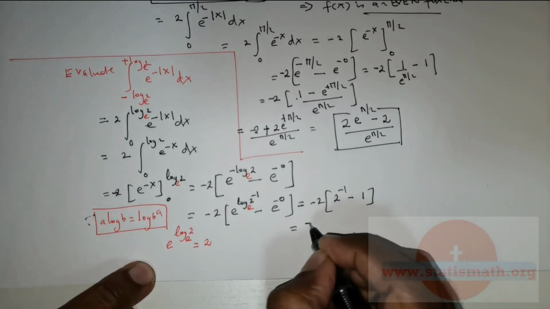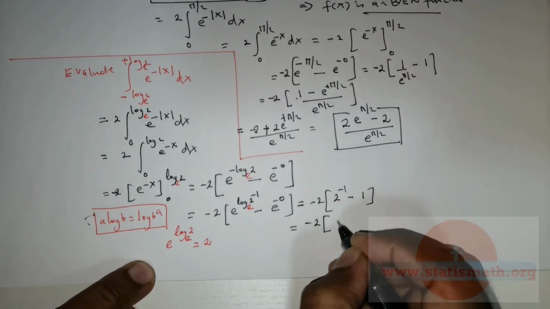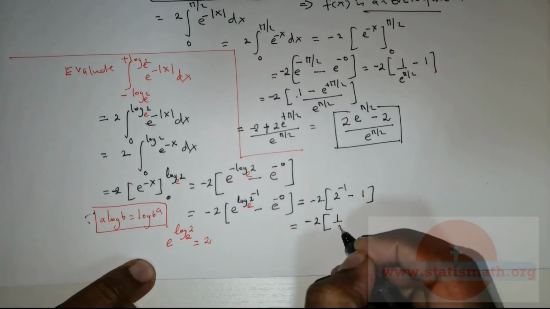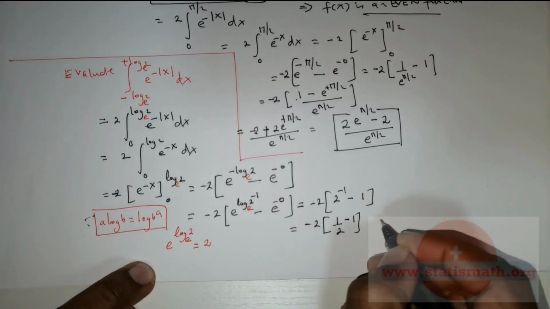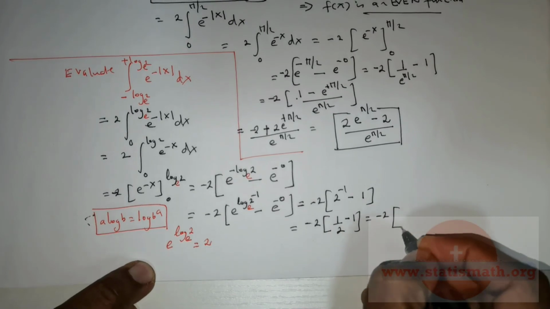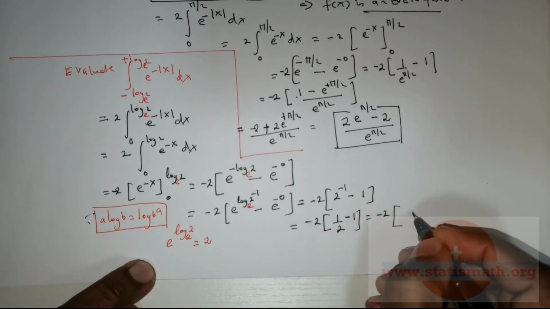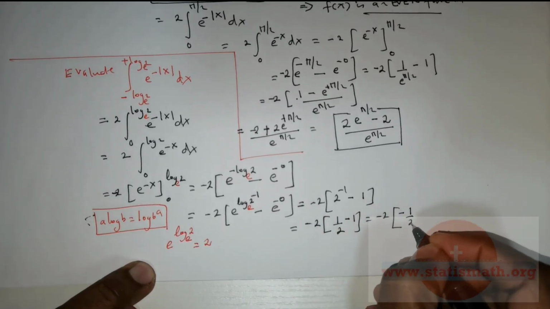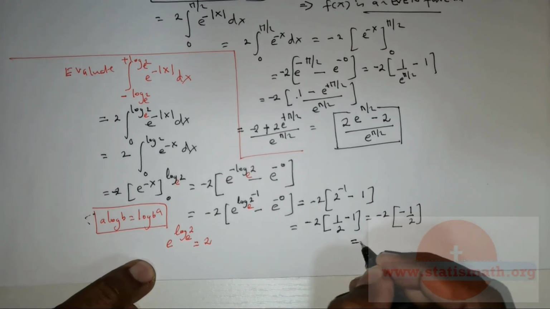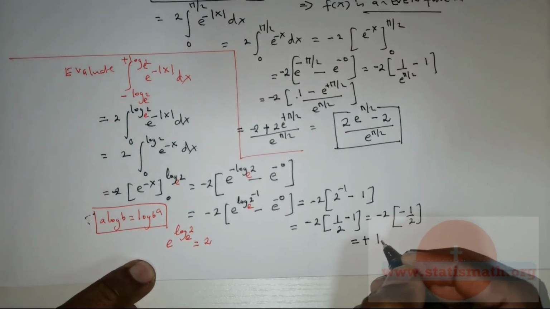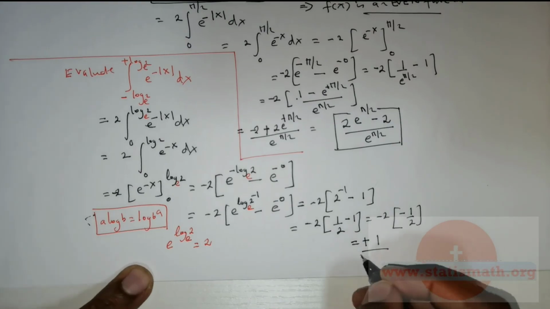This can be further rewritten as negative 2 times, 2 raised to the power negative 1 being 1 over 2, minus 1, which is negative 2 times negative half. Negative 2 times negative half gives positive 1. And this would be the solution for this question.